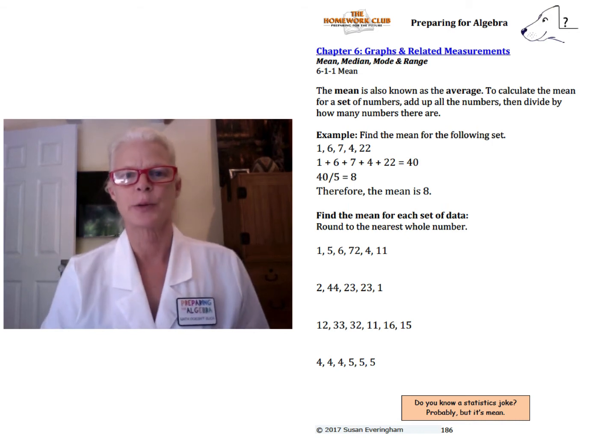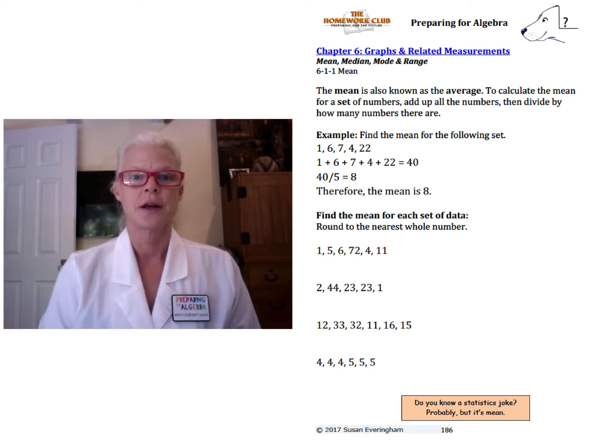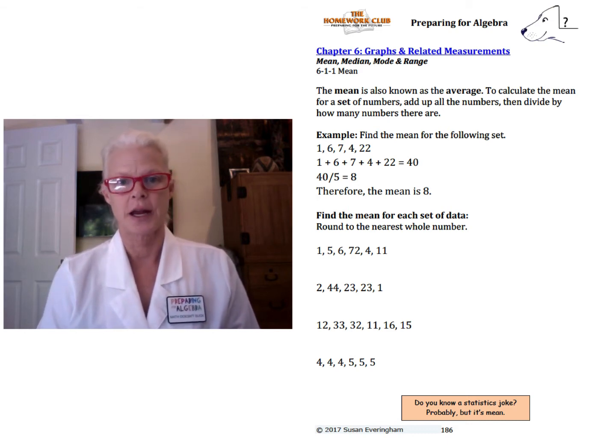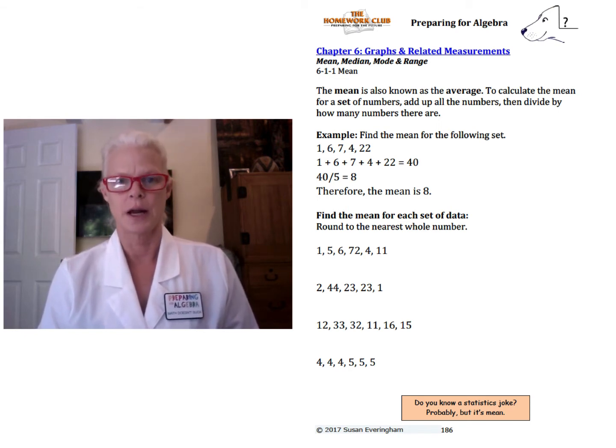Welcome back. This is Preparing for Algebra, Chapter 6, Graphs and Other Related Measurements. The first page we're going to work on is page 186, and we are doing mean, median, mode, and range.